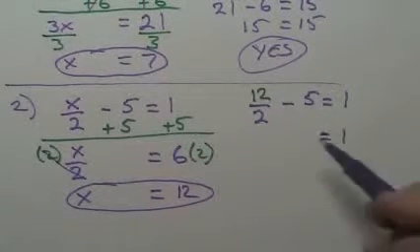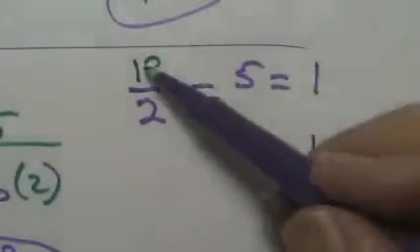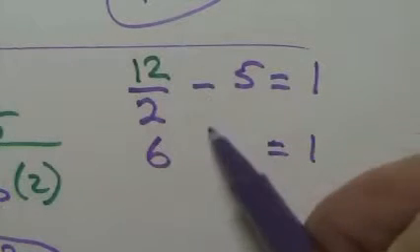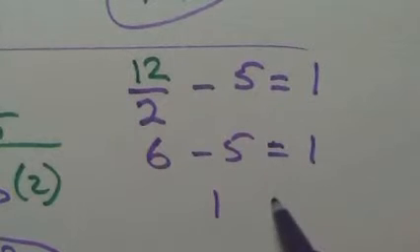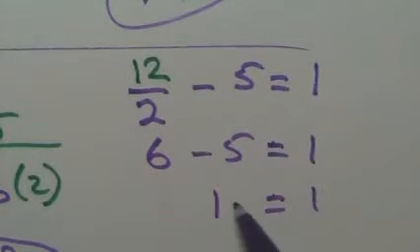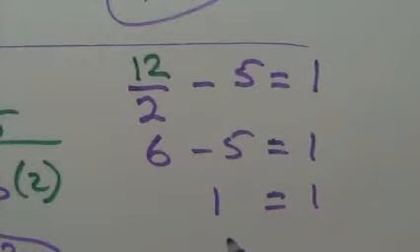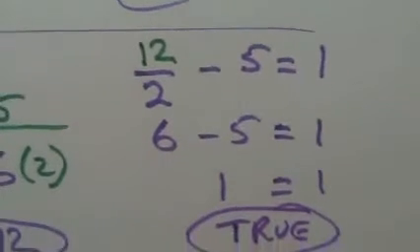Let's see. We have 12 divided by 2. 12 divided by 2 is 6. Right? 2 goes into 12, 6. Minus 5. Well, 6 minus 5, that's 1. And notice that it does equal 1. The left side equals the right side. Therefore, this is true. You could say yes, or you could say true, whichever you like to say.